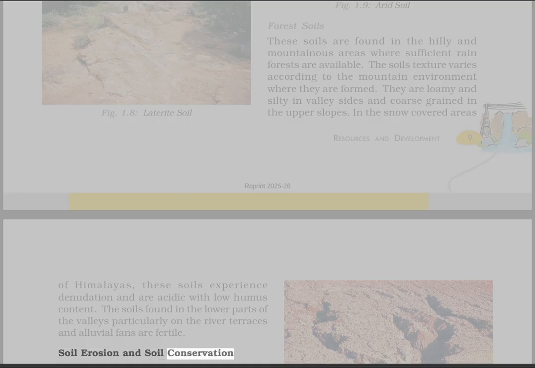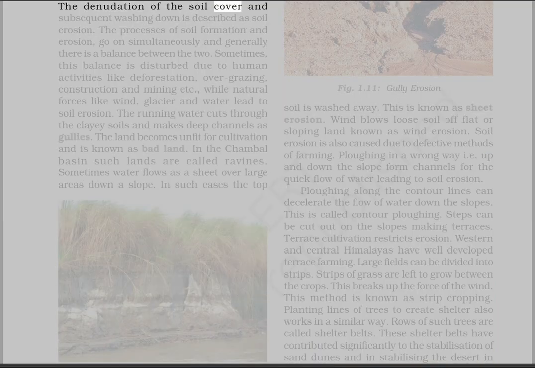Soil erosion and soil conservation. The denudation of the soil cover and subsequent washing down is described as soil erosion. The processes of soil formation and erosion go on simultaneously and generally there is a balance between the two. Sometimes, this balance is disturbed due to human activities like deforestation, overgrazing, construction and mining etc., while natural forces like wind, glacier, and water lead to soil erosion. The running water cuts through the clay soils and makes deep channels as gullies. The land becomes unfit for cultivation and is known as bad land. In the Chambal Basin such lands are called ravines.